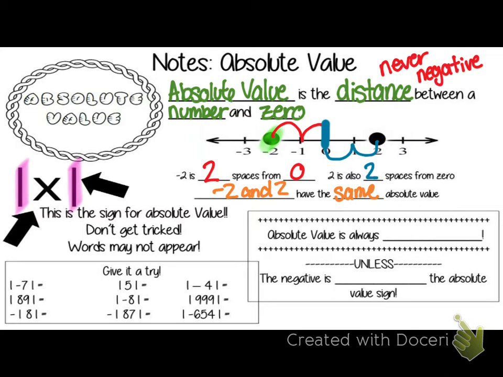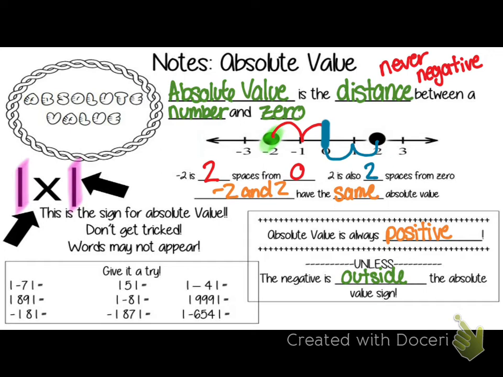One thing that I want you to always remember is that absolute value is always positive, unless the negative is on the outside of the absolute value. This is pretty uncommon, so we don't see this very often, and I'll show you some examples over here where we say give it a try. So let's go ahead and give this a try.